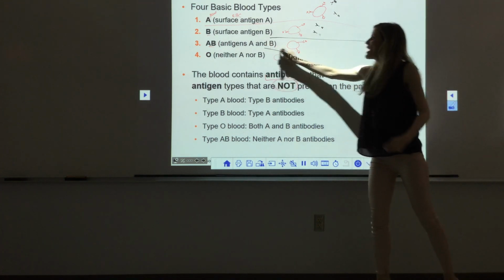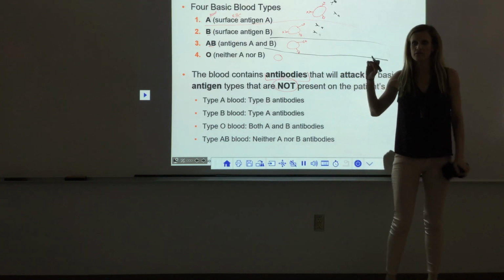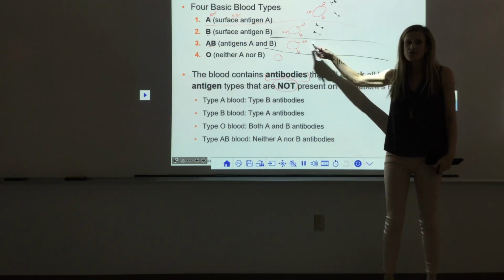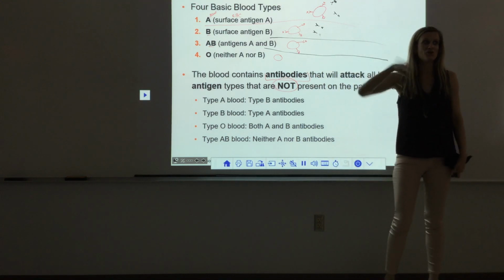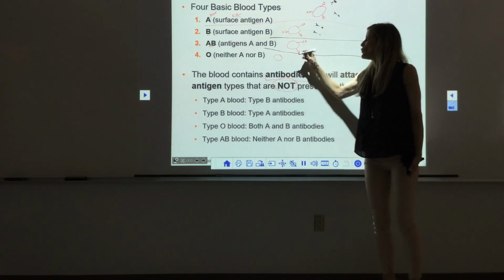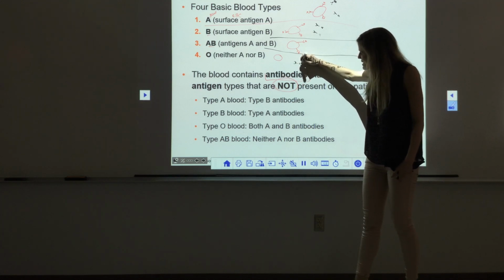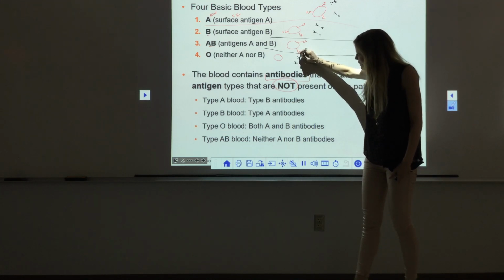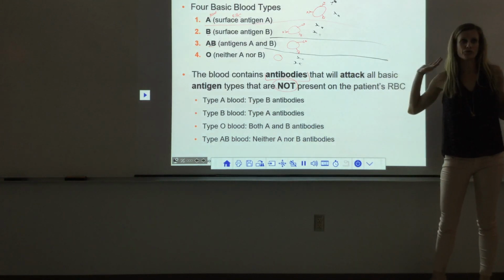If you have type AB blood, you do not have either antibody. You don't want anti-A or you'll attack yourself. You don't want anti-B or you'll attack yourself. So you don't have any of those antibodies. What do you think about if you have O? Both, right? You have anti-A antibodies and you have anti-B antibodies. Because neither one of those are you.